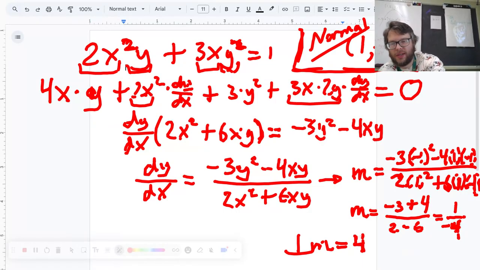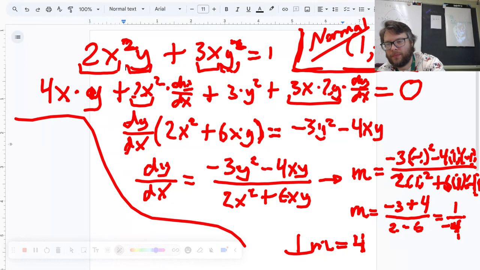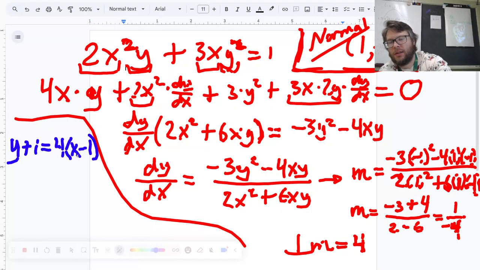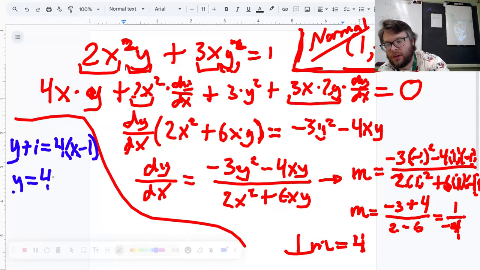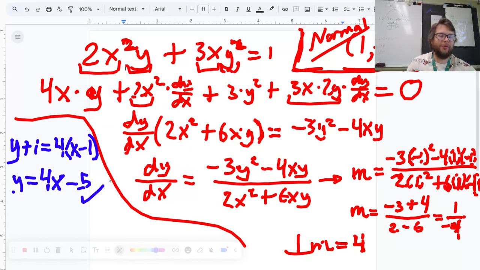Now, to create a normal line, I'm going to go over here. You can use point slope form. y minus the y value of the point, which is negative 1, equals m, which is 4, times x minus the x value. If you want to make that into slope-intercept form, distribute the 4, so 4x minus 4, and then bring the 1 over from the left side, so you get 4x minus 5, and that line is normal to the curve at the point (1, negative 1).